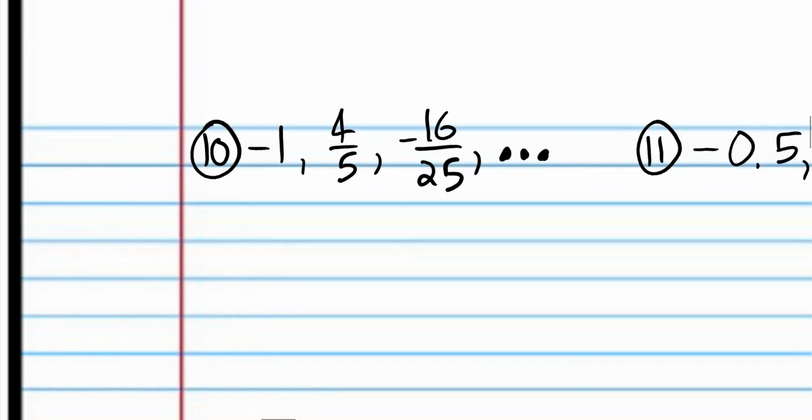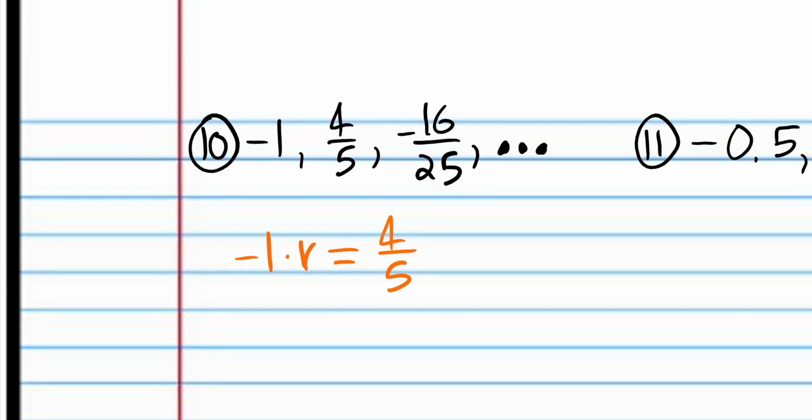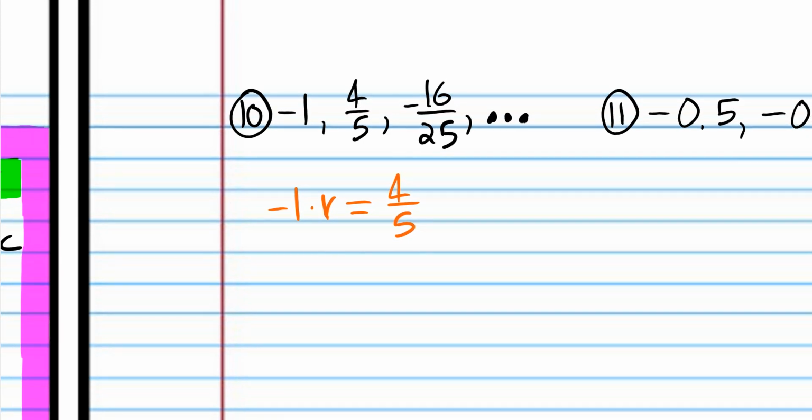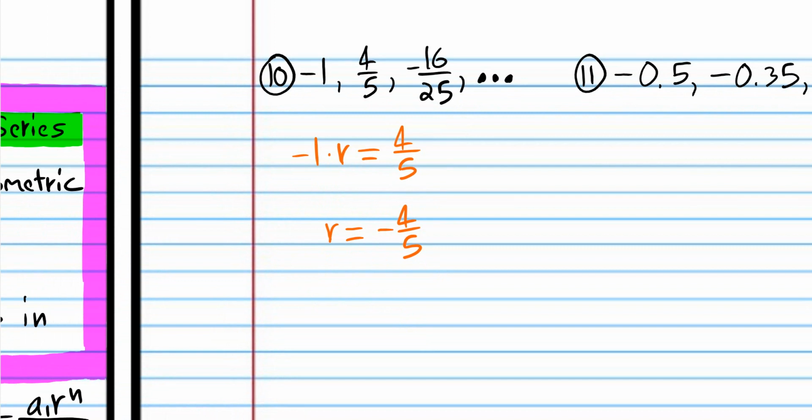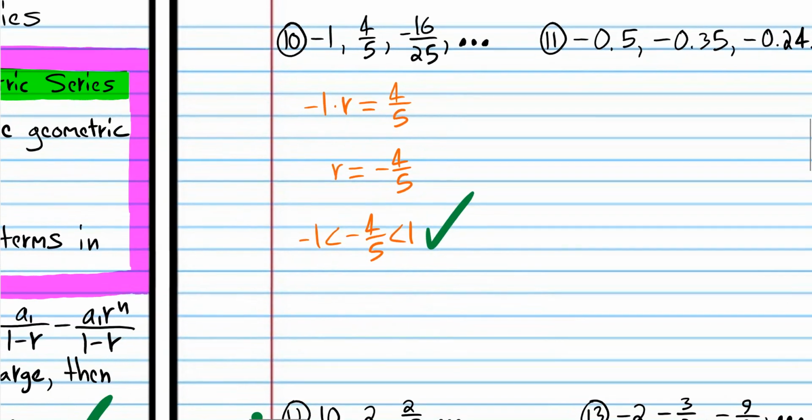So again, let's first show that we can find the sum. So -1 times r should be equal to the next term. The first term times the common ratio is equal to the second term, and so the common ratio is -4/5, and -4/5 is between 1 and -1. So that means we can find the sum. Let's use our formula.